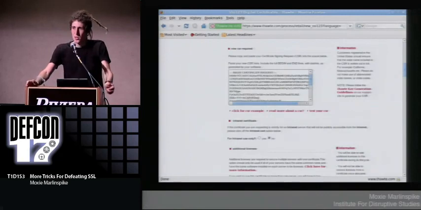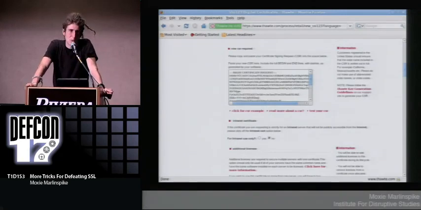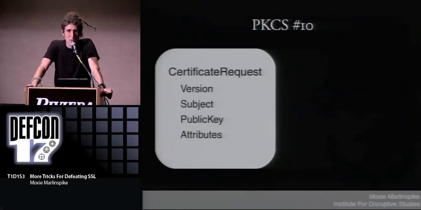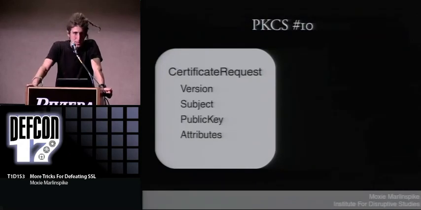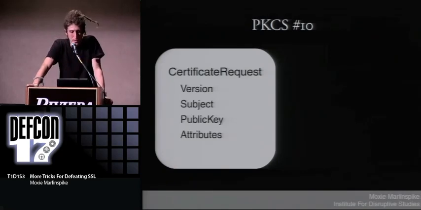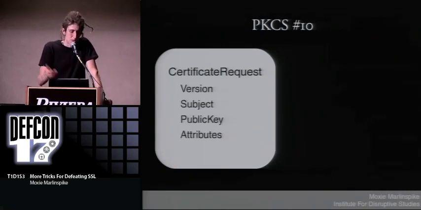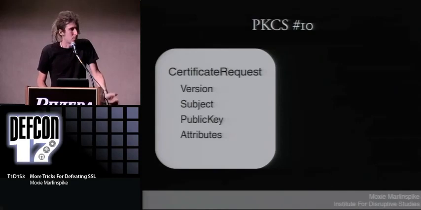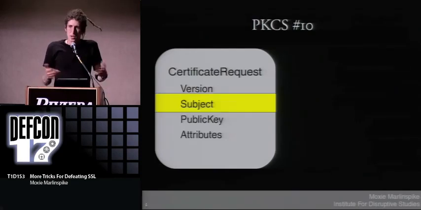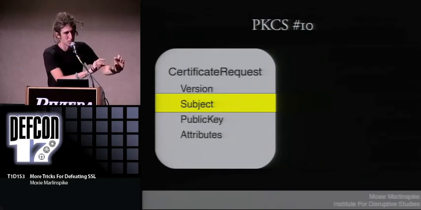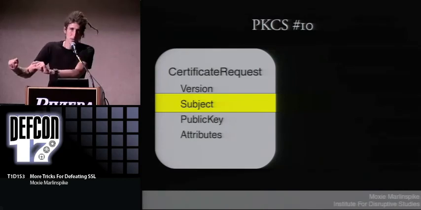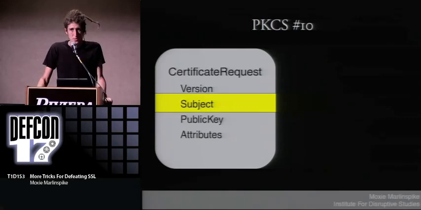You go to the website and you submit your certificate signing request. The certificate signing request is another basic structure. It's defined by the standard PKCS number 10. And it just has a few things in it, right? It's like the version number that the thing supports, the subject, public key, and whatever attributes you might want. So here again is our old friend, the subject. This is the exact value that will later be included in the certificate that is issued by the certificate authority, right?